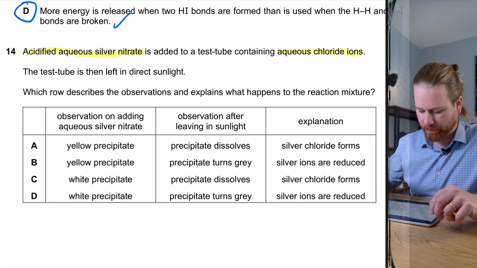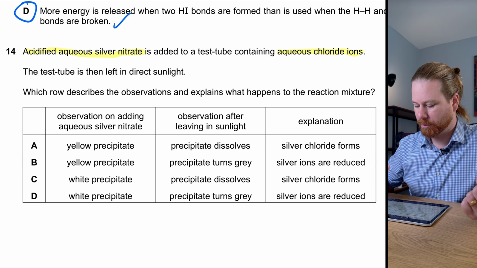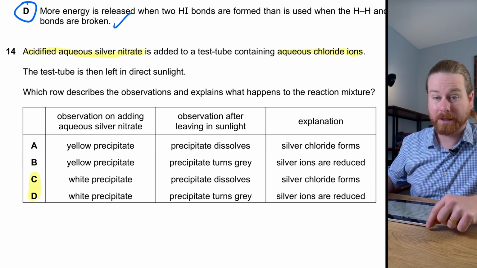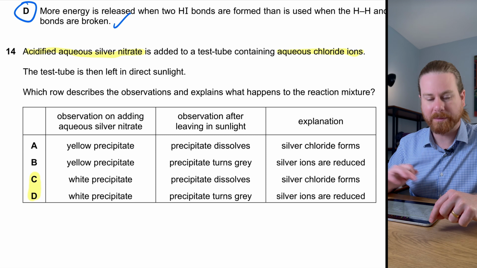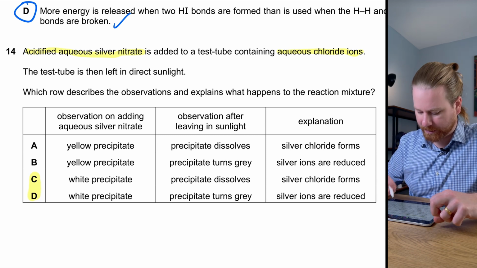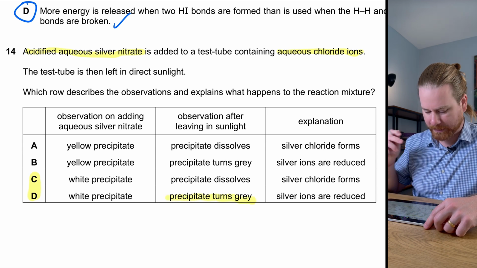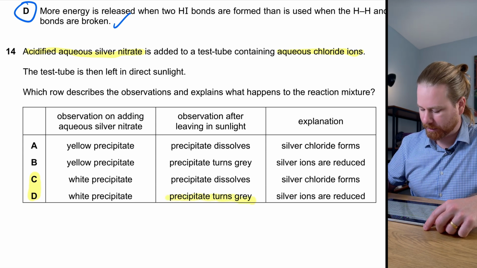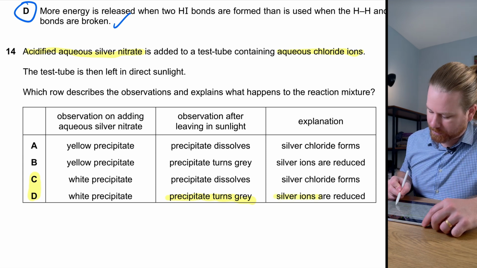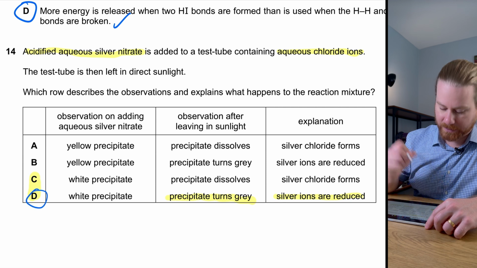Okay, so first of all, what is the silver nitrate doing? So yeah, that is the test for the chloride ions, and we need to know that color change. So it is white, so it has to be either C or D. Then what happens when you leave it in sunlight? Well, the precipitate does not dissolve, it turns grey. So we don't even need to look at what is going on with the explanation. But yeah, this is also correct. The silver ions are reduced. So yeah, our answer has to be D.